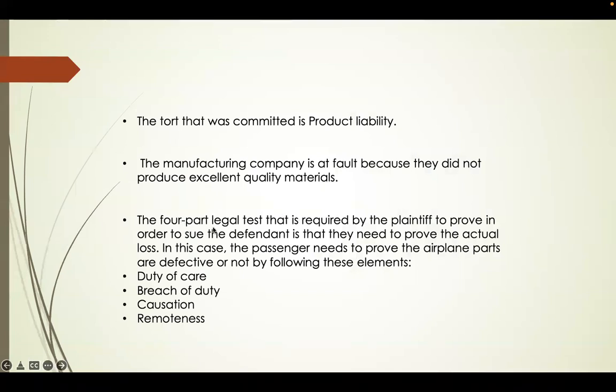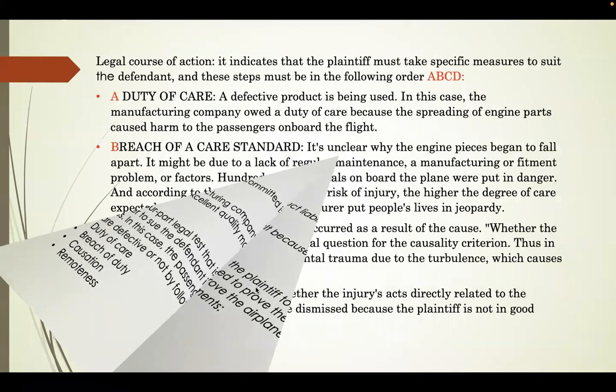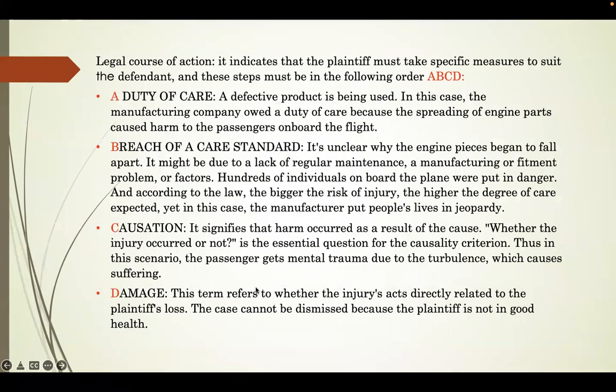The four-part legal test that the plaintiff is required to prove in order to sue the defendant is that they need to prove the actual loss. In this case, the passenger needs to prove whether the airplane parts are defective by following these four elements. To start with, a legal course of action indicates that the plaintiff must take specific measures to sue the defendant, and these steps must be in the following order.